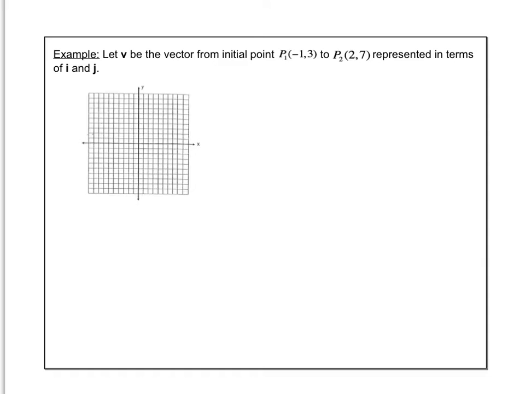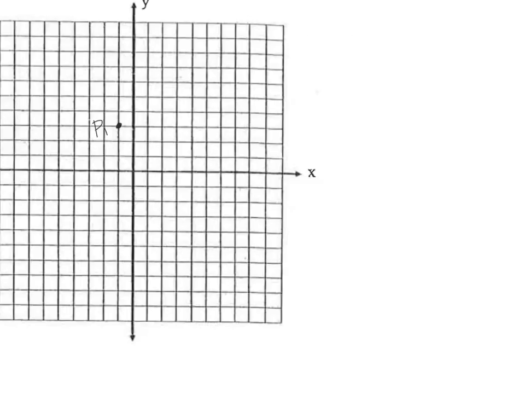Alright, this next one, they are giving you the coordinates of the initial point and the terminal point of the vector. We have to write it in component form. So I'm going to do this visually first, but when you get to this part of the homework, there's also a way to do it that's not visually, and I'll show you both. So we're going to plot the point first. P1 is over -1 up 3. That's P1. P2 is over 2 up 7. 2, 1, 2, 3, 4, 5, 6, 7.